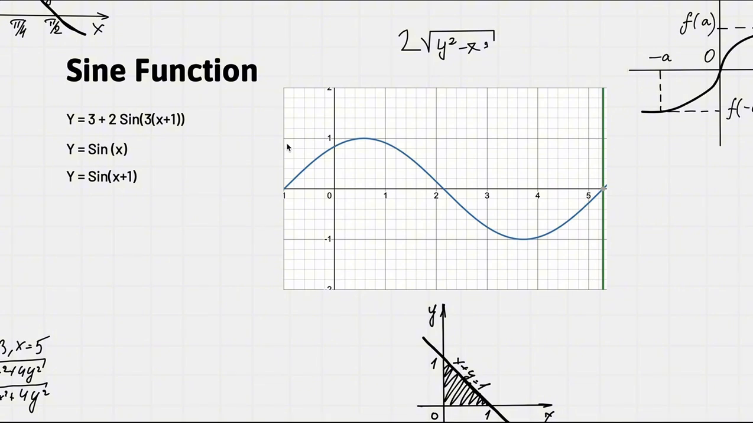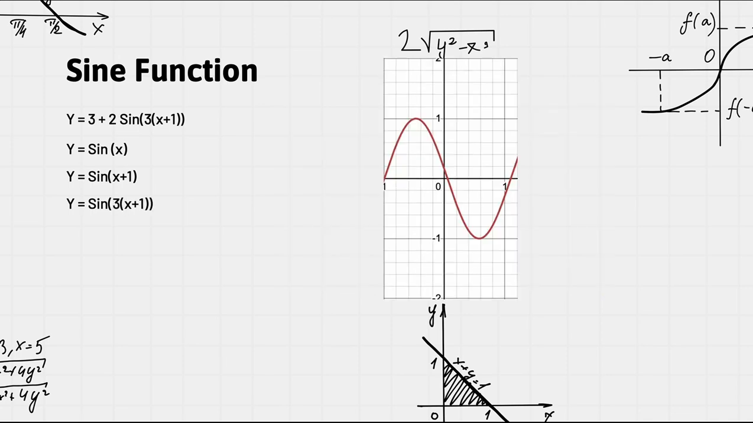See right here, this is our shift, where it's starting now. It doesn't change the period because it's still a 2 pi period, it just changes where we start. But this shrinkage by 3 is definitely going to change the period. So instead of it being 2 pi, it's now 2 pi over 3.